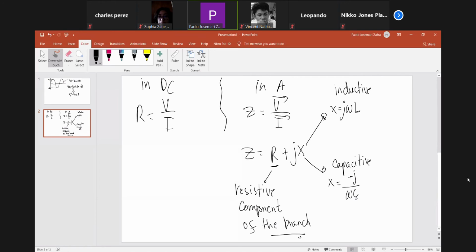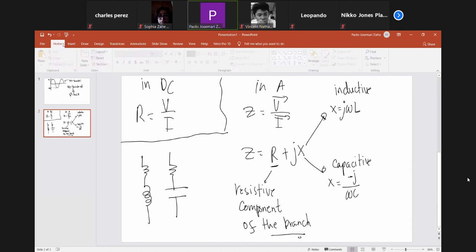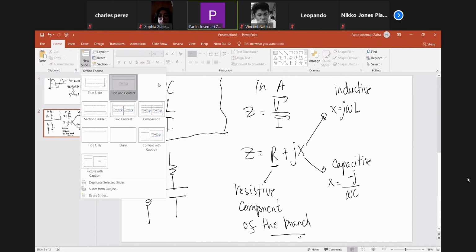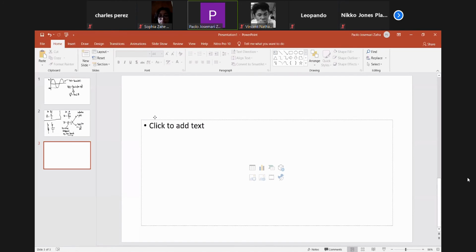Okay, so your impedance is always a combination of a real component and an imaginary component. So then the imaginary component is again either a capacitor or an inductor. So we can represent this in our circuit as simply a series connection of a resistor and an inductor, or a series connection of a resistor and a capacitor. So there's that.